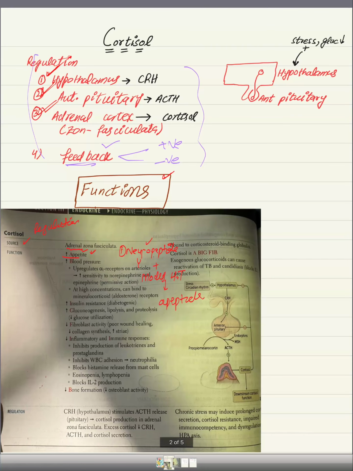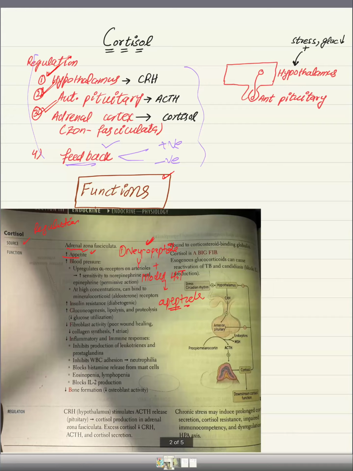For example, when cortisol is produced in the body, it will produce neuropeptide Y, and then it will go to the hypothalamus. There it will modify your hunger center. So when your hunger center is stimulated, you feel hungry and you start eating. That's how it leads to appetite.